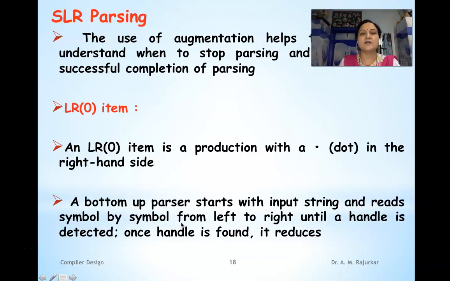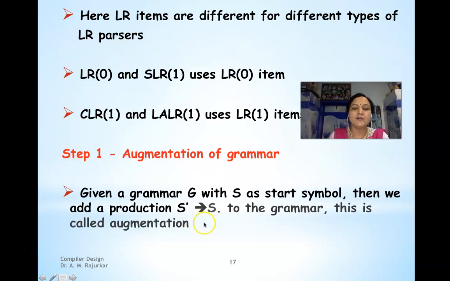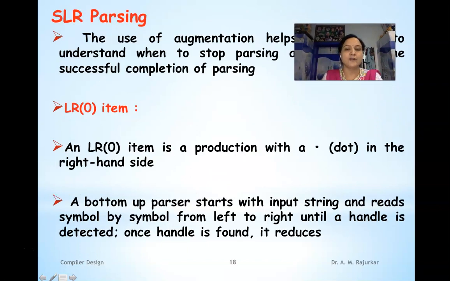We'll see the advantage of augmentation. The use of augmentation helps the parser understand when to stop parsing and announce the successful completion of parsing. When we reduce and reach the start symbol of the grammar, with this augmented production, and we reduce S to S', we can conclude that we have successfully parsed the input string. That is the reason why we have to augment.